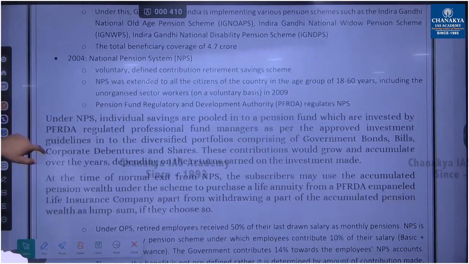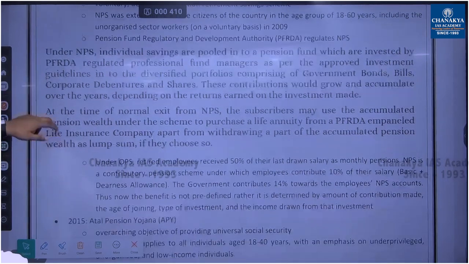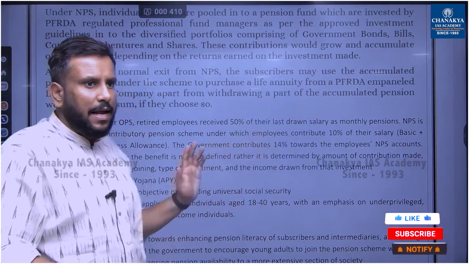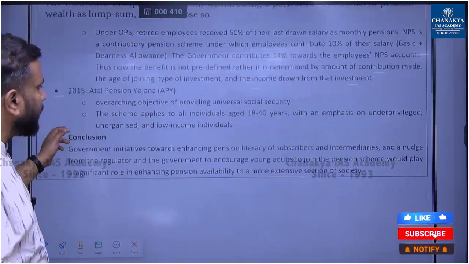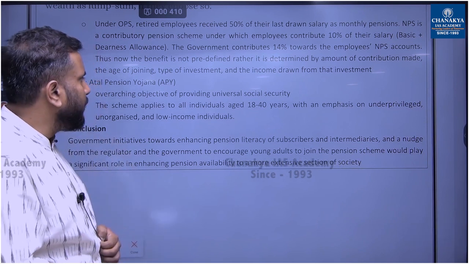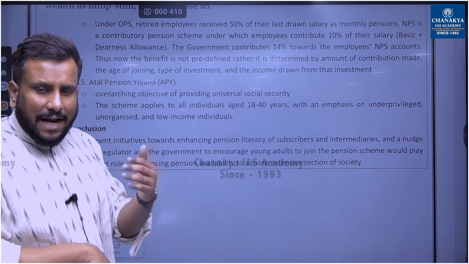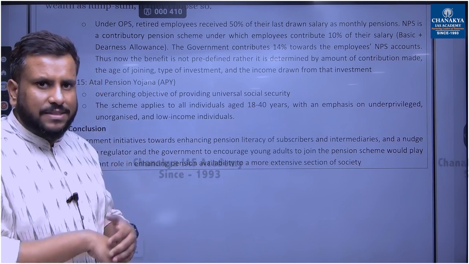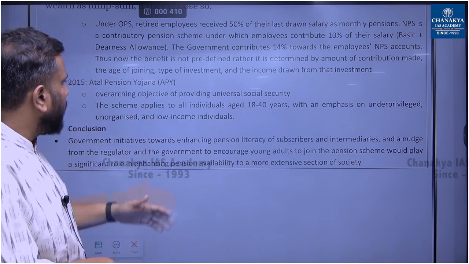So yeah, dekh lena, the same thing is written over here. Yahan pe OPS or NPS ke beech mein I have given the comparison. So whatever we have discussed, it is written over here. Similarly, Atal Pension Yojana has also been brought by the government, and this is basically for the underprivileged people, how they can be brought under the social security net, how they can be brought under this pension sector. So that's why this scheme has been brought.